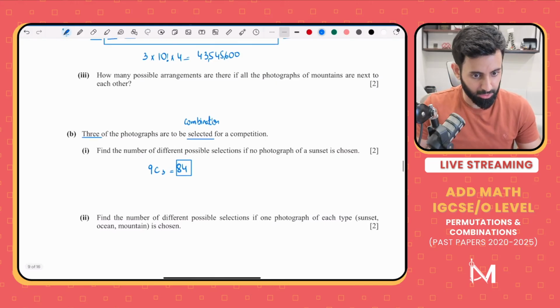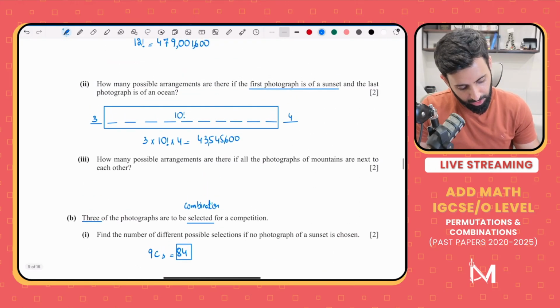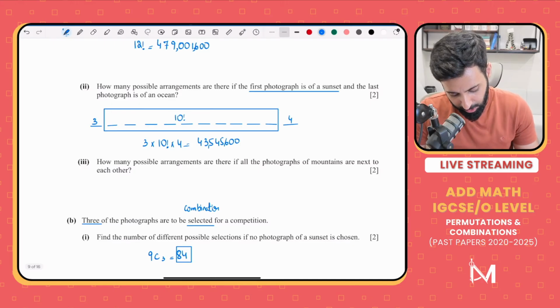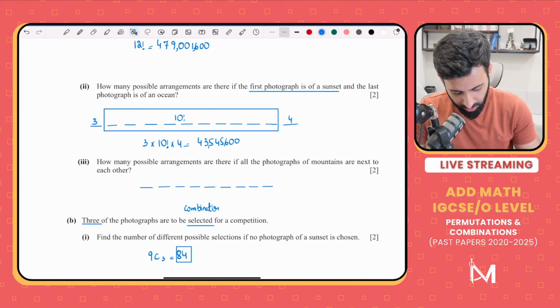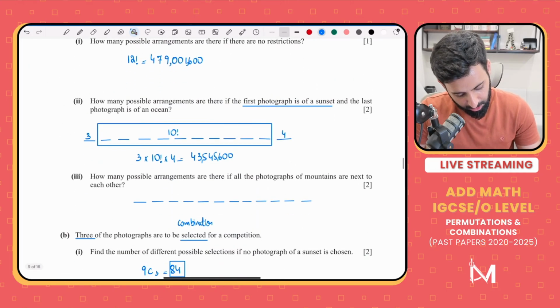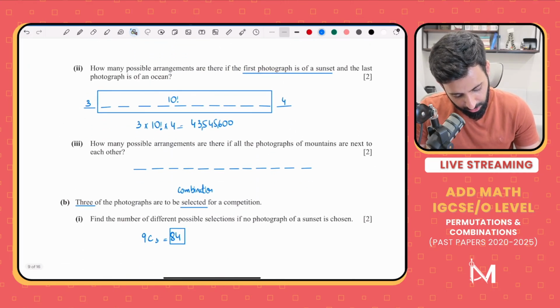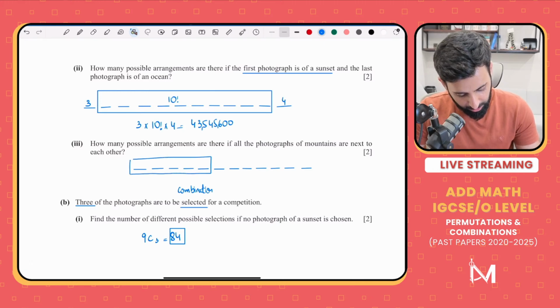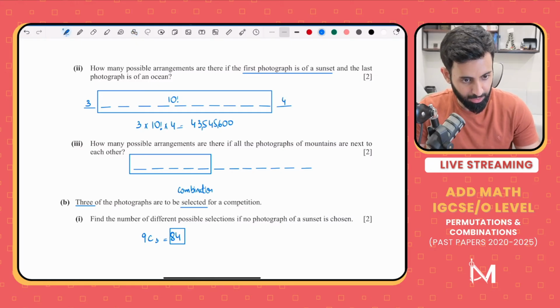Did I skip something? Oh yeah, I skipped part 3. Let's do that. How many possible arrangements are there if all the photographs of mountains are next to each other? Okay, no problem. Make 12 blanks. 1, 2, 3, 4, 5, 6, 7, 8, 9, 10, 11, 12. We're talking about mountains. So there are 5 photographs of mountains. Now, they have to be together, but they can shuffle amongst themselves. So that would be 5 factorial.